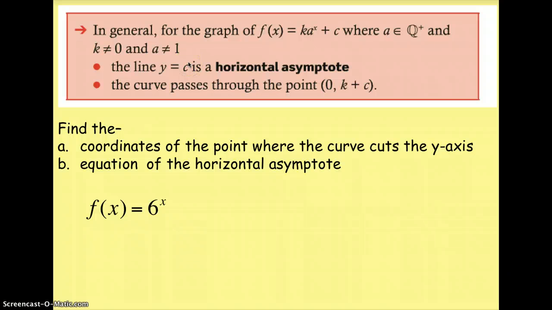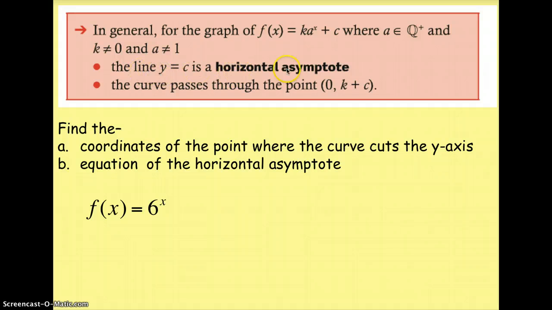In general, your f of x, when it's an exponential function, is k times a raised to the x plus c. Your a is a positive rational number, your k will never be 0, and your a cannot be equal to 1. Okay, so the format is this.